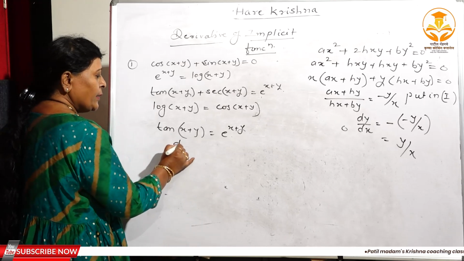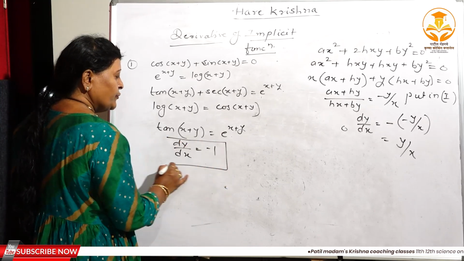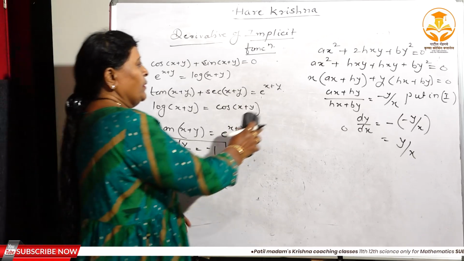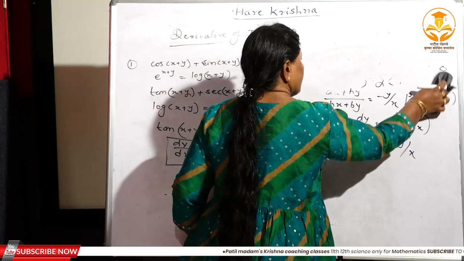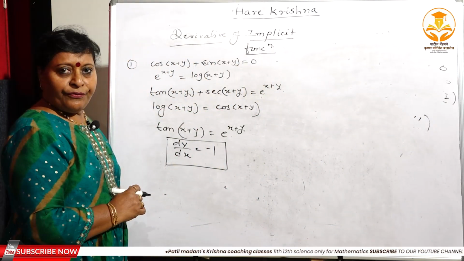The answer is dy by dx equals minus 1. For every question, the answer is minus 1. Now let us take one simple example, the first example, and the remaining examples you have to do yourself, isn't it?